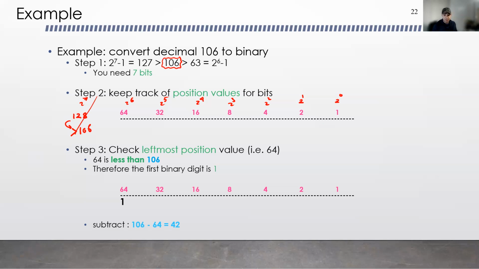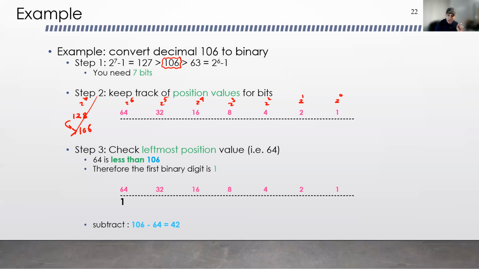That's the way. You start writing the weights or the column values until you reach a weight greater than the number that you want to convert. So we exclude this one. The weights from 2 to the power of 0 until 2 to the power of 6, which is 64, are enough for us.